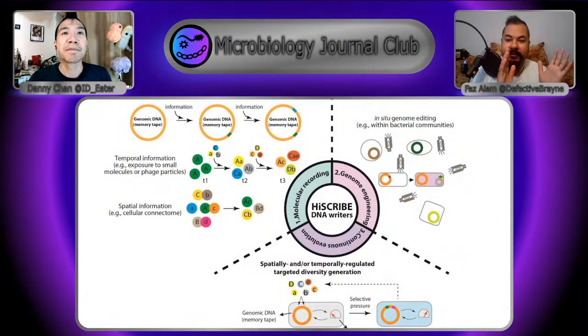And the second thing, moving on to highly efficient editing, we've mentioned that. Also, editing in situ within bacterial communities, and spatially and temporally regulated diversity generation. So the idea that you can actually dictate when evolution can happen in a certain area.